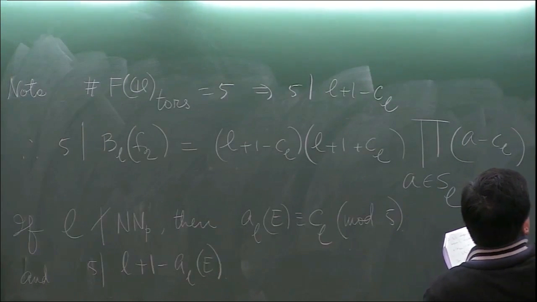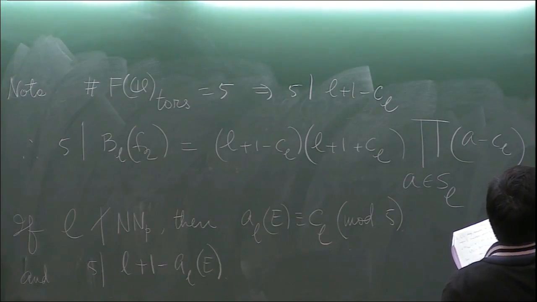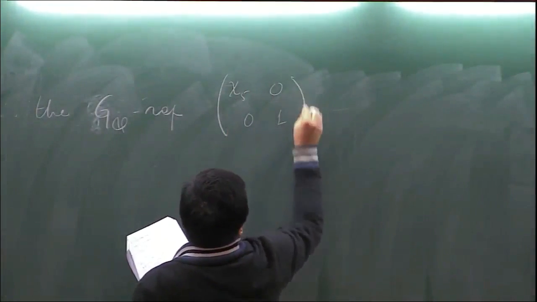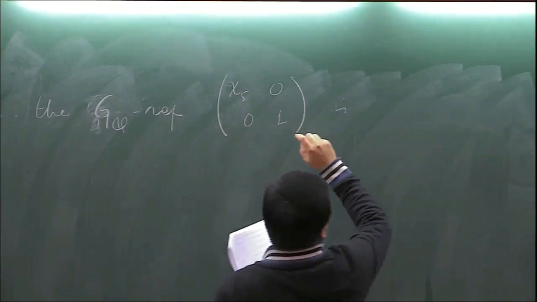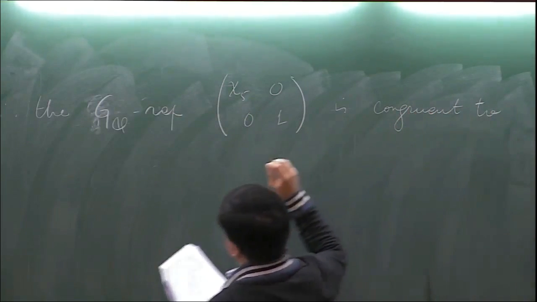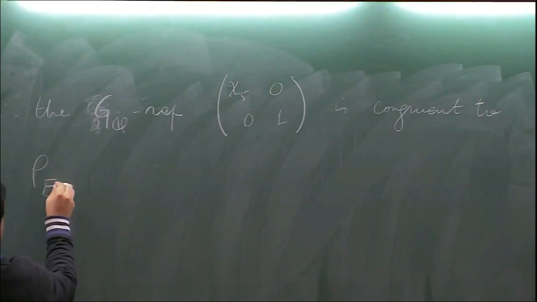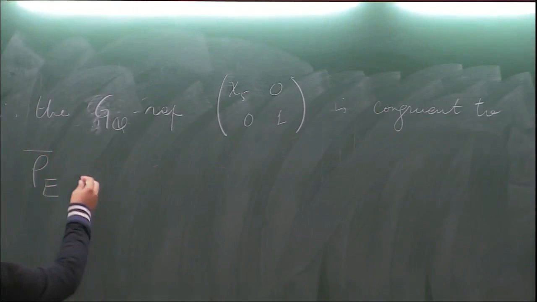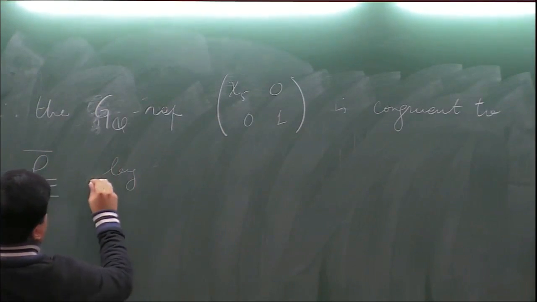Okay, so therefore the Galois G_Q representation, say chi, the mod 5 cyclotomic character, is congruent to rho E bar. Rho E bar will be the semi-simplification of the reduction mod P of this rho E. Okay, so this follows by what you call the Chebotarev density theorem.